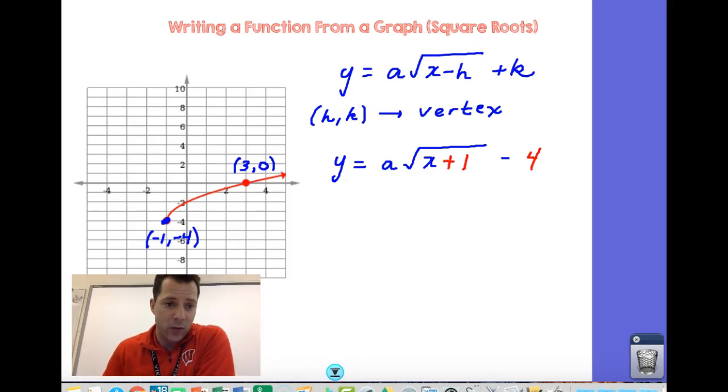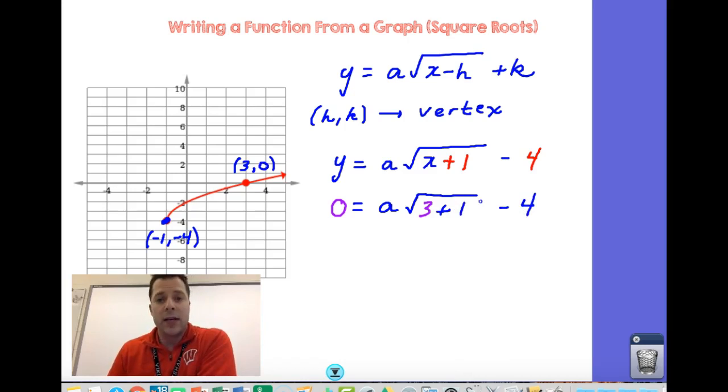So we know that y is 0. So we have 0 equals. We're going to substitute our x and y in. That only leaves us with a as our unknown. Okay, x is 3. So we have a +1 and a -4. Okay, so now you've got to solve for a.